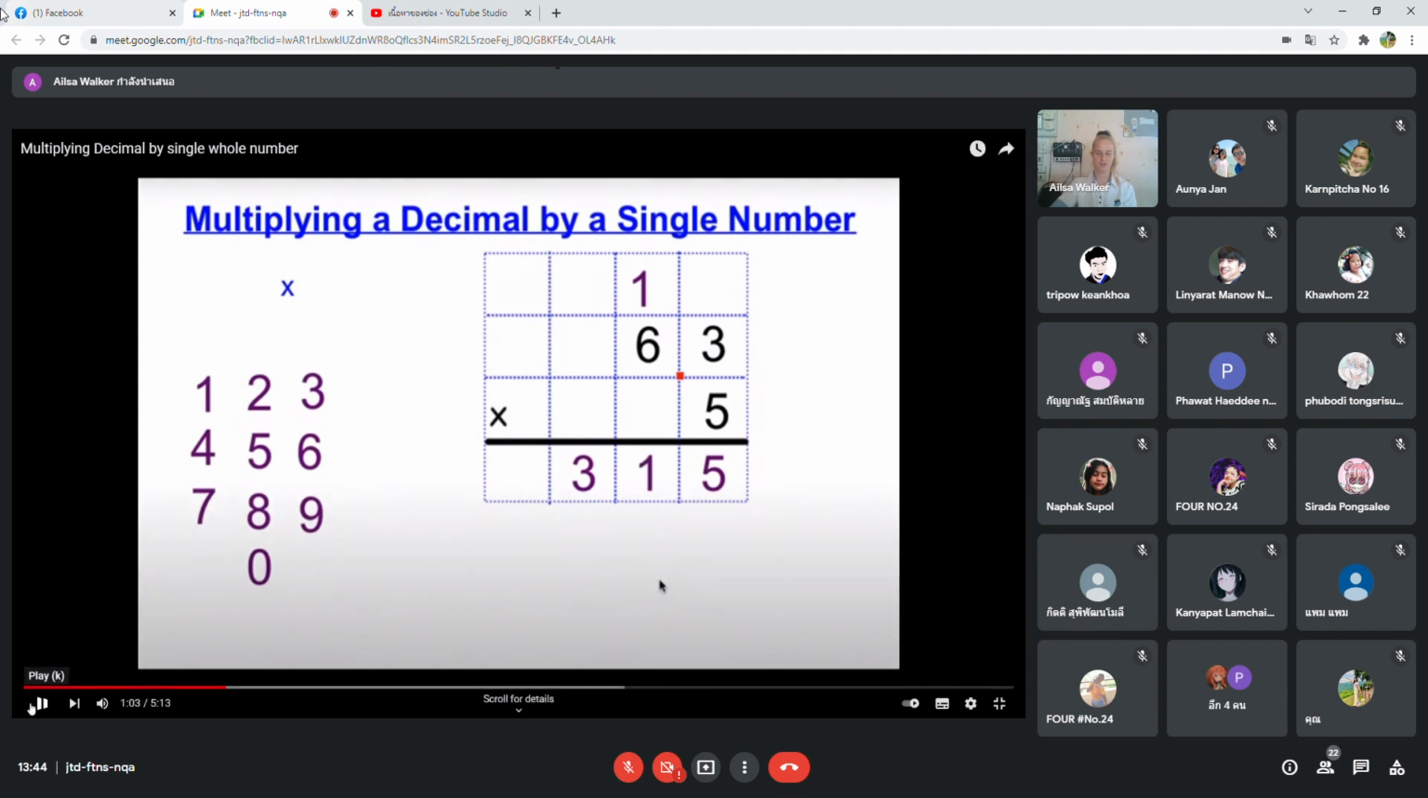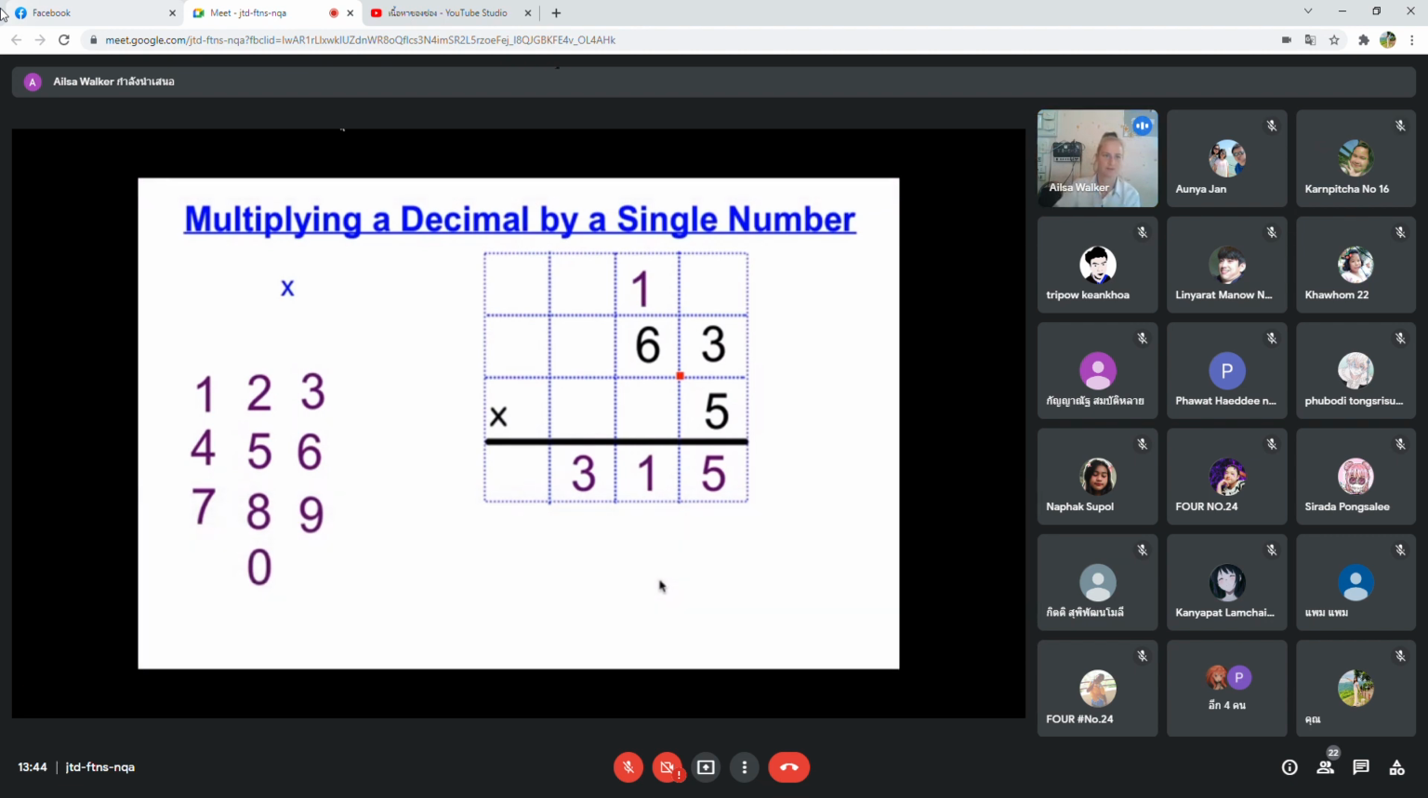Now the answer. So the answer, is it 315? No. What is missing? The decimal point. Good. Thank you. The answer is not 315.